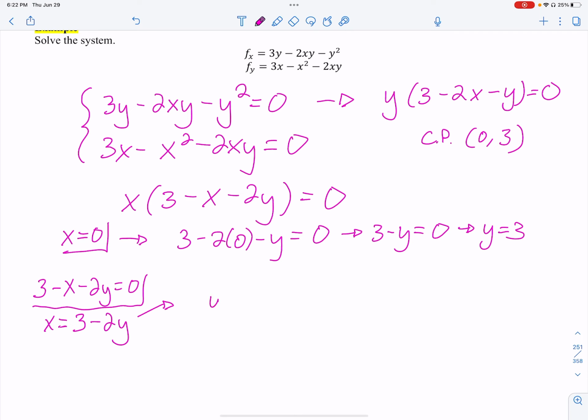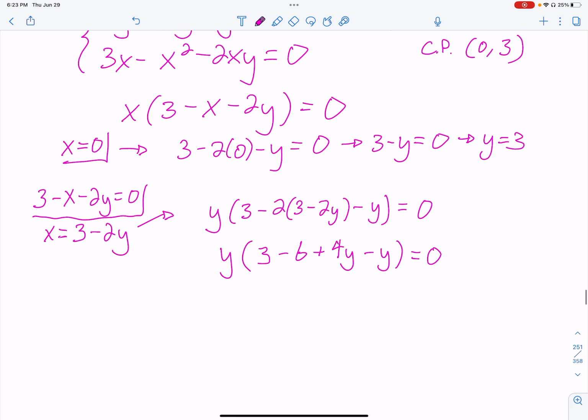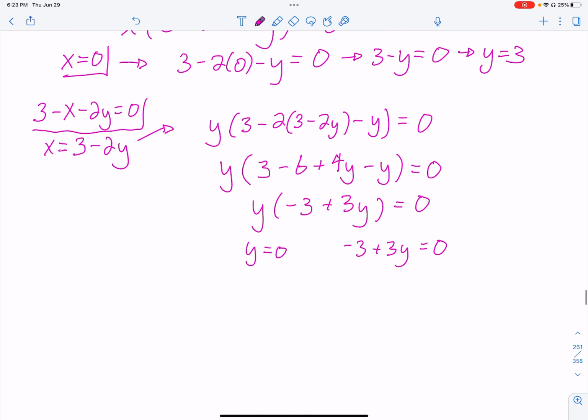So I got y times (3 minus 2 times that quantity) minus y. It's not pretty, but it works. I got y times 3 minus 6 plus 4y minus y equals 0. Combine like terms. I got negative 3 plus 3y equals 0. This tells me y equals 0, and it also tells me negative 3 plus 3y equals 0, which is, if I add 3, I get 1.